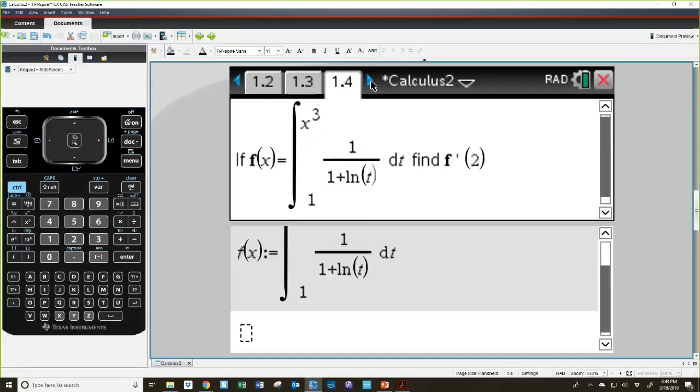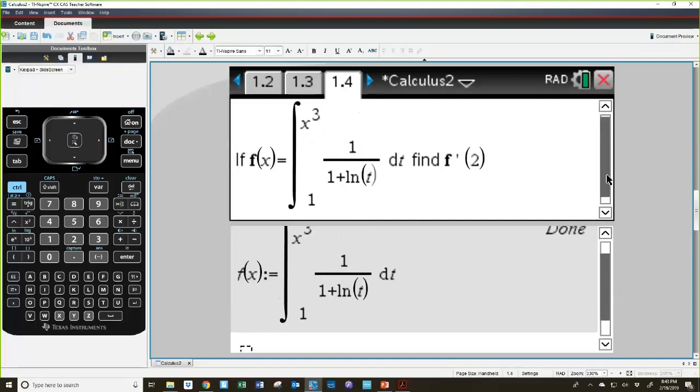So then let's look at a problem such as this. We have, in this case, f of x is the definite integral from 1 to x cubed of 1 over 1 plus the natural log of t. This is also a question that came from a fairly recent exam or from the curriculum framework.